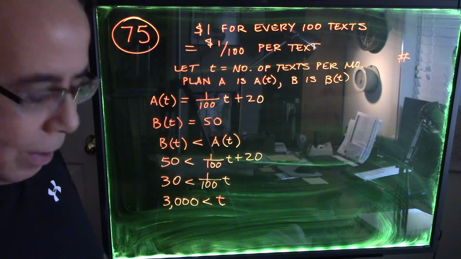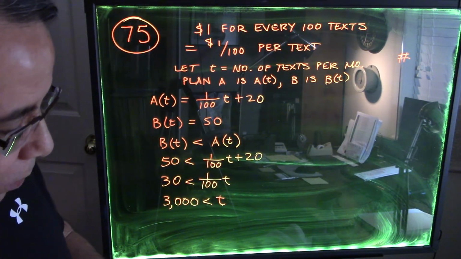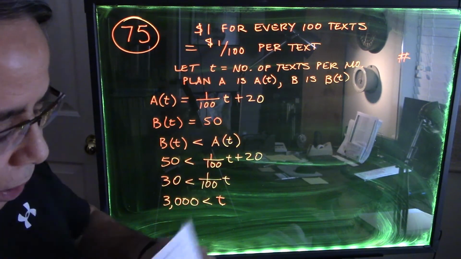All right. Well, that takes care of section 2.2, graphs of linear functions.